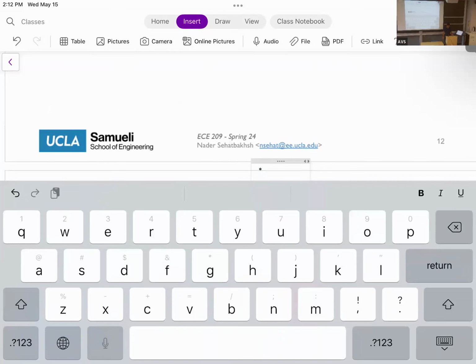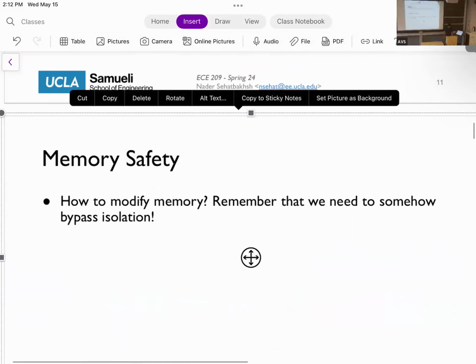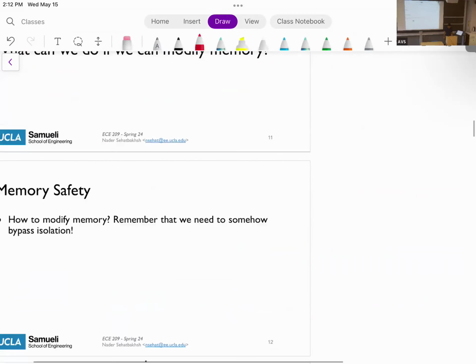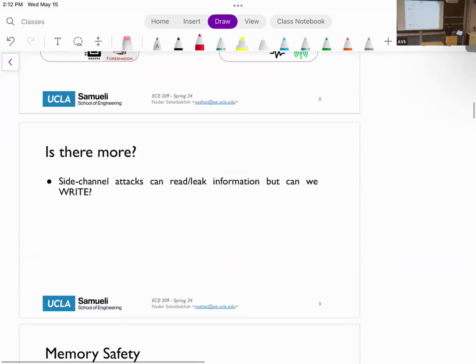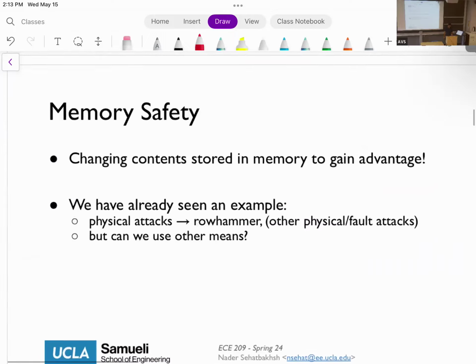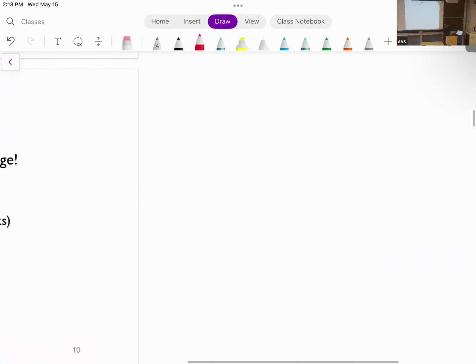So, oops, sorry. Okay. So if you remember the rowhammer idea that I showed you last time is that if I have this oh, is it not connected? Give me a sec.